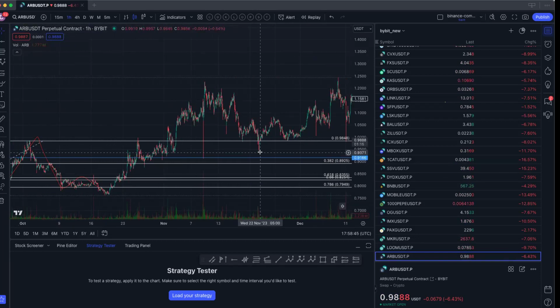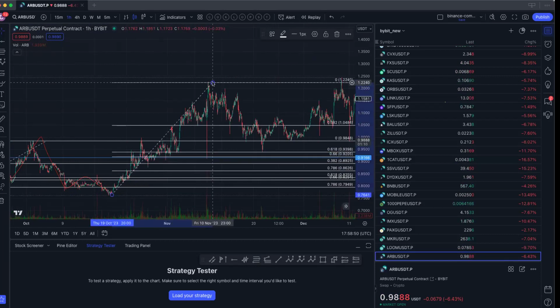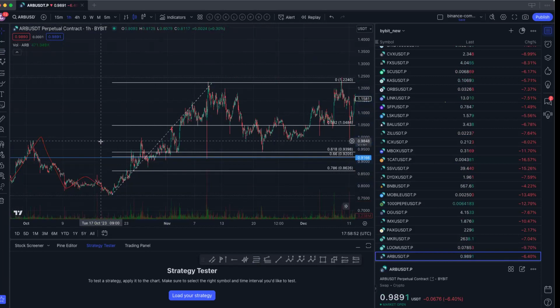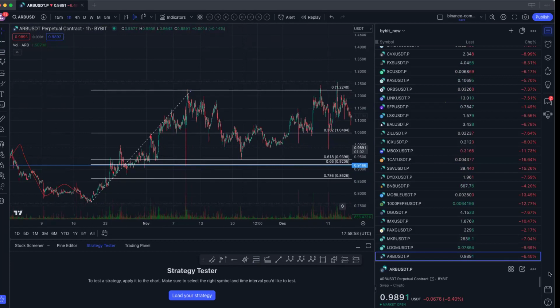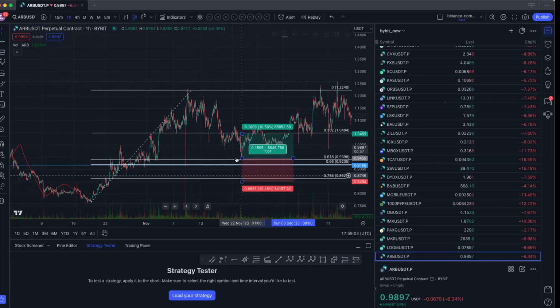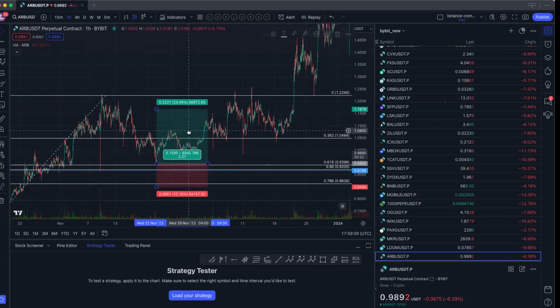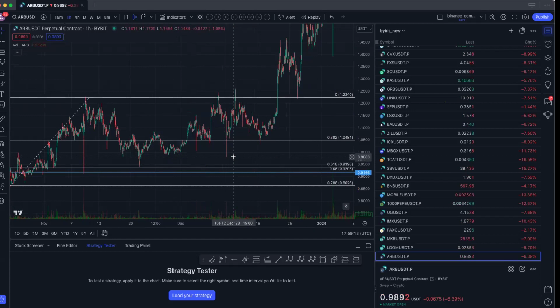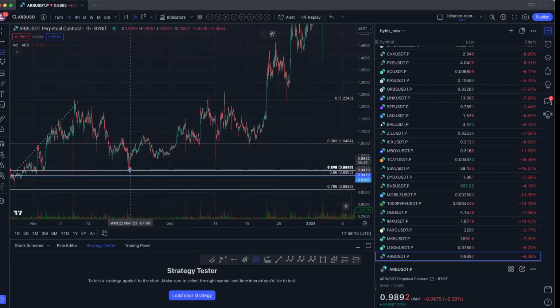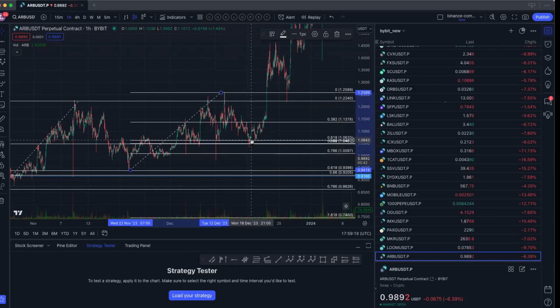On 1 hour, now I will draw the fib from this level to this level, right? Where we got a support, 61.8. Where will you buy? Here you will buy. Where is your stop loss? Here. You look for 1:2. 1:2 got it. Then down. Then again, from here till here, where will you buy? Here, 61.8.